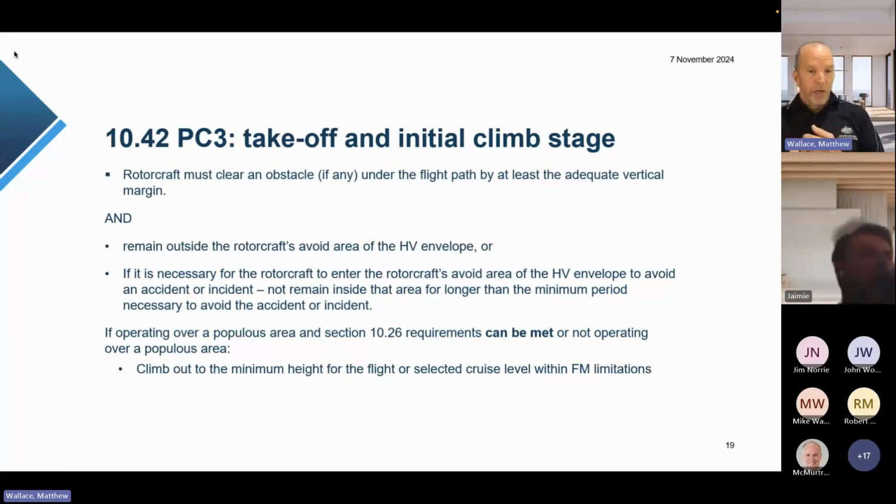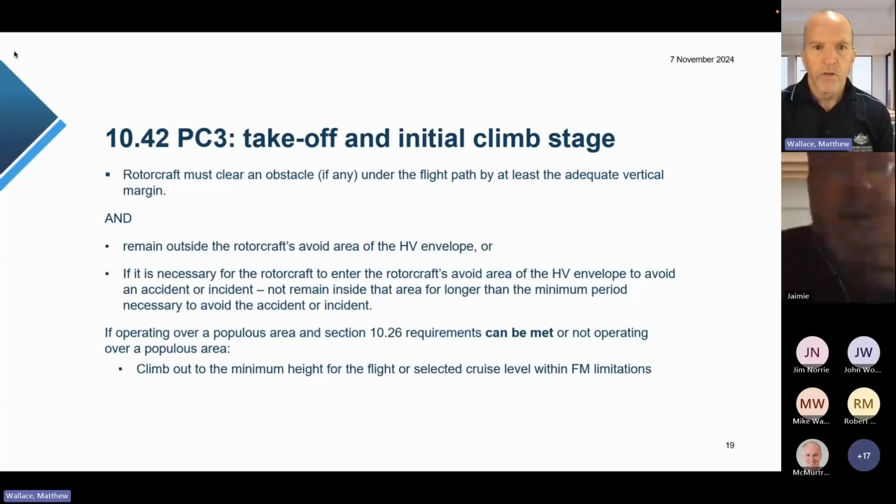So if we can meet those and are operating over a populous area, all we need to do is climb out to the minimum height for the flight or the selected cruise level within flight manual limitations. There's a little bit in that slide, so if you do have any questions for it, just note them down, and we'll tackle them when we get to question time.